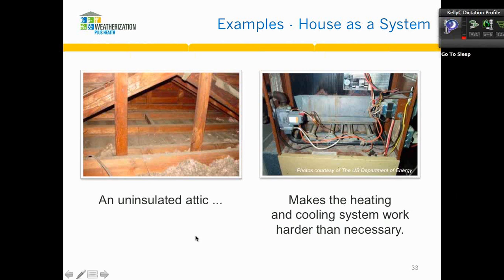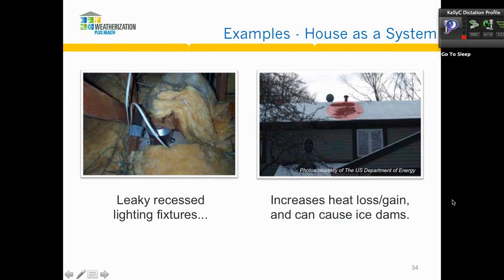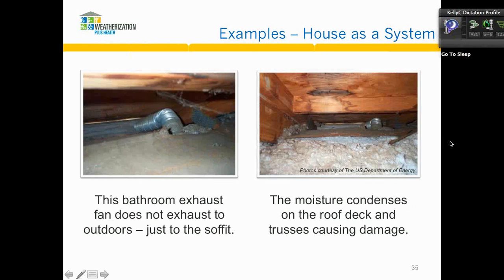We say house as a system, and it can sound like a kind of vague principle, but here's what we mean. If you don't have insulation in the attic, then the heating and cooling system is going to have to work harder to keep that space conditioned. If you have really leaky recessed light fixtures up in your attic, letting all that nice conditioned air escape, then it's going to increase heat loss and gain and can cause ice damming and other durability issues, because that nice warm air in the winter floats up through the attic, melts the snow on the roof, and then it freezes again when it gets to the edge.